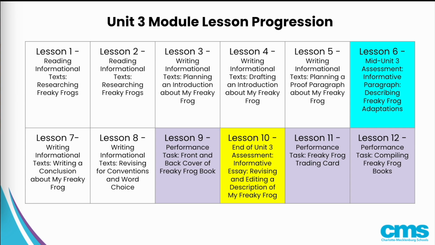In Lessons 7 and 8, students write their conclusion and start revising with a focus on linking words and phrases. In Lessons 9 and 10, they prepare their performance tasks, combining writing from all 3 units to create their Freaky Frog book. This includes designing an engaging cover and refining their essays based on your feedback. In Lesson 11, students create a trading card about their frog, including a diagram with key facts. They play a game using these cards and assemble their final book with writing from Unit 1, Unit 2, and Unit 3.